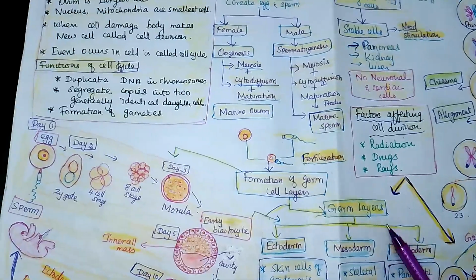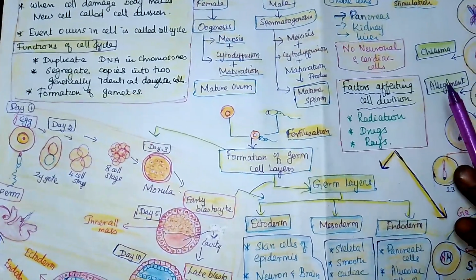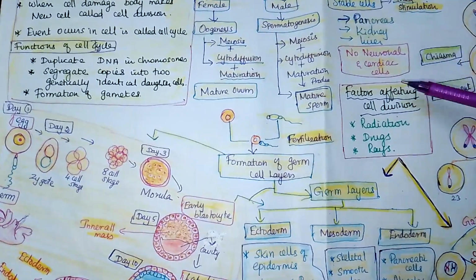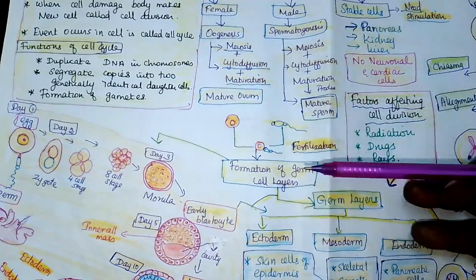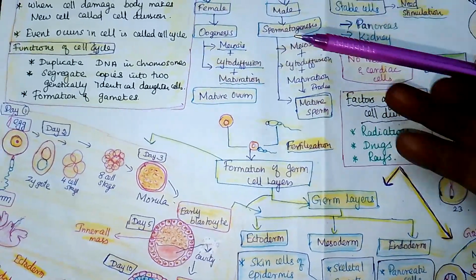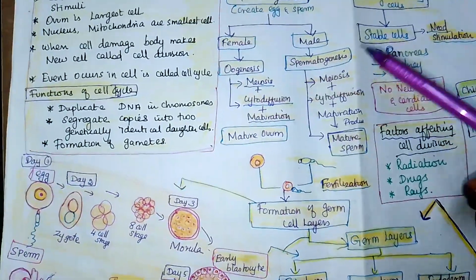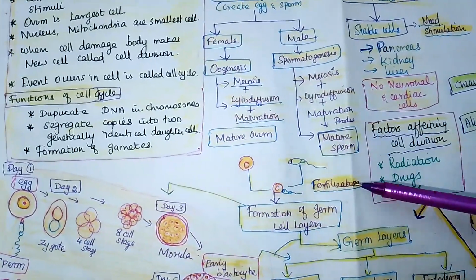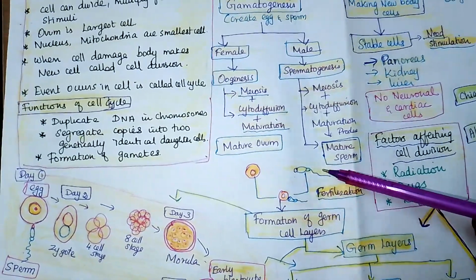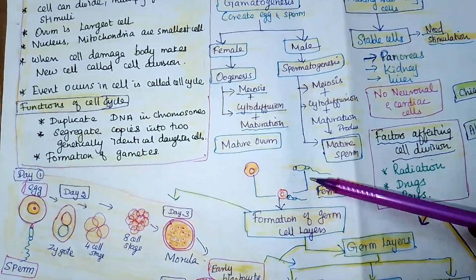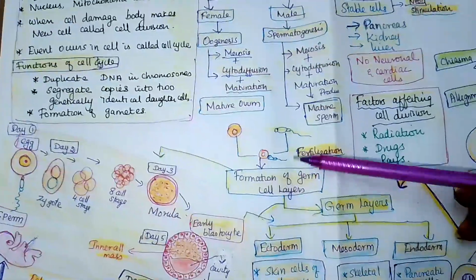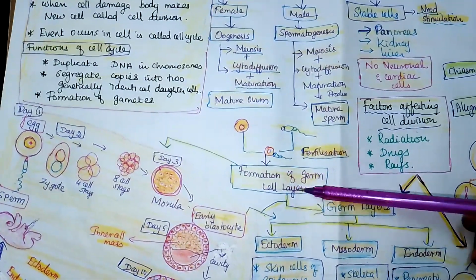So what is cell division? Two more questions may be asked: what are the factors affecting cell division? What are permanent cells? What are stable cells? And what is gametogenesis? What is fertilization? Fertilization is the fusion of sperm and ovum where genetic material is exchanged, right or not? What are the three germ layers?